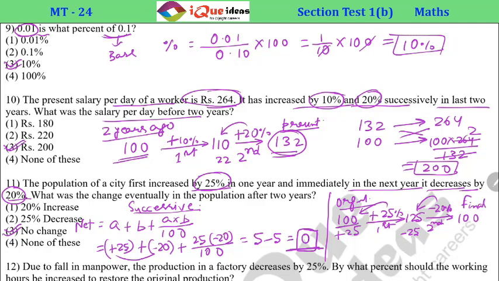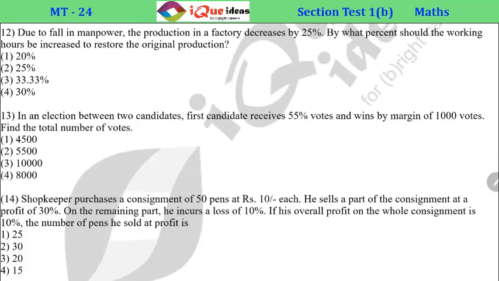Alright. So original is 100. Final is 100. So that means no change. Right? As you can see very clearly, 0% change, or we can also say simply no change. That is the third option. Okay. Now let's go to the next question. Now this question, it says 12th one, due to fall in manpower, the production in a factory decreases by 25%.